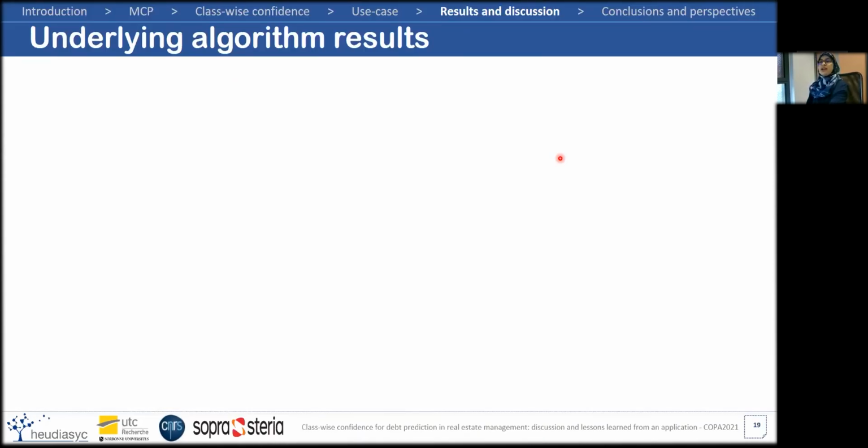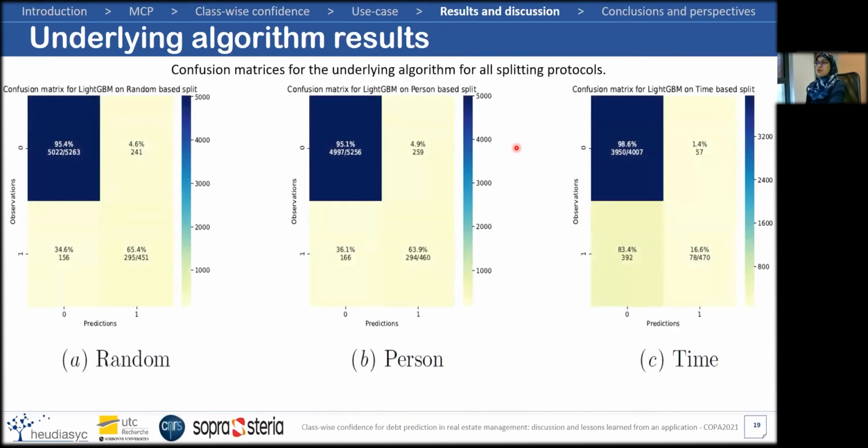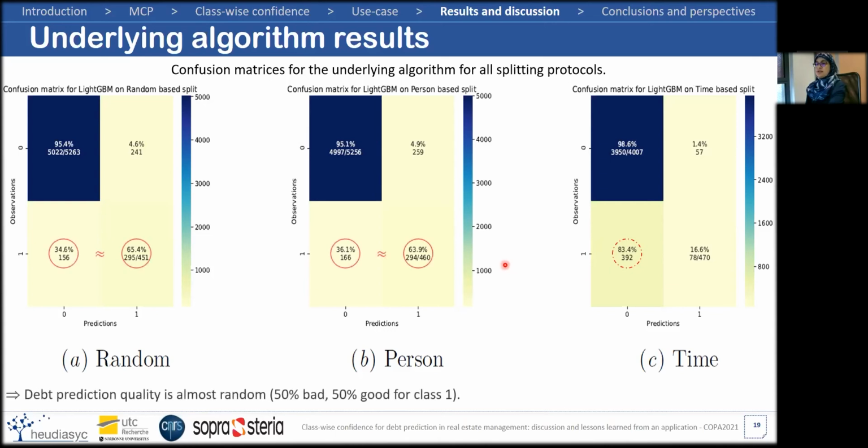Let's go back to the underlying algorithm, which is gradient boosting. It uses a threshold of 0.3 since we have an imbalanced data set. And this is what we have for the confusion matrix for each splitting type. For the time split, it didn't work as much, since we have really bad values here. But if we go to the random and person splits, we have approximately the same number of people predicted as in that and not in that for class 1 in both cases. So we can say that the prediction quality is almost random.